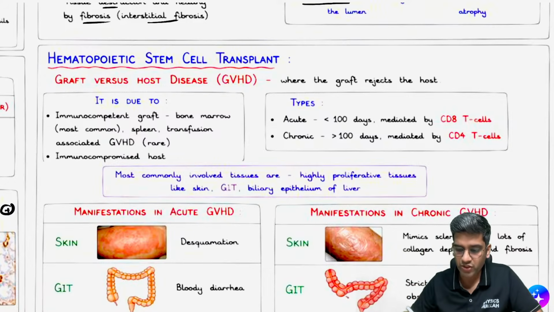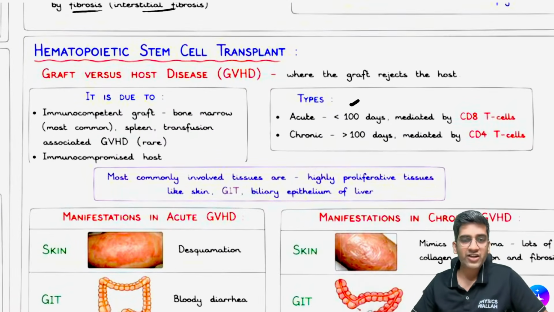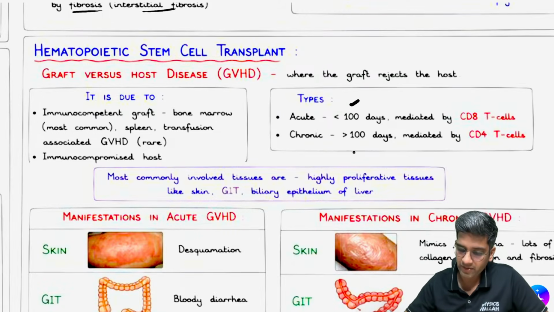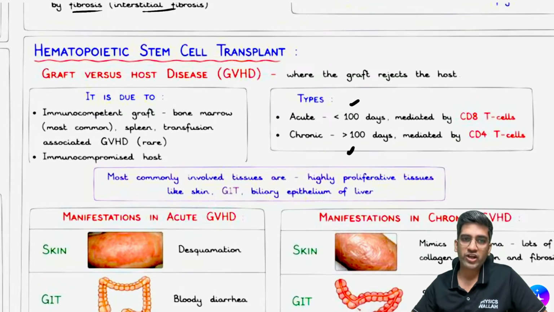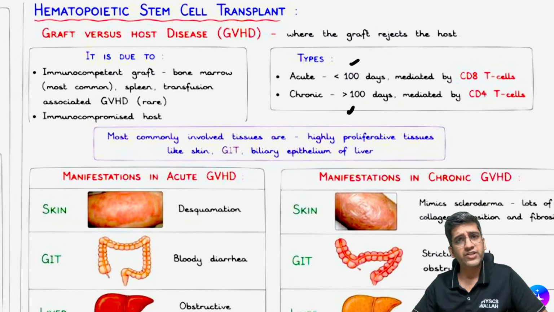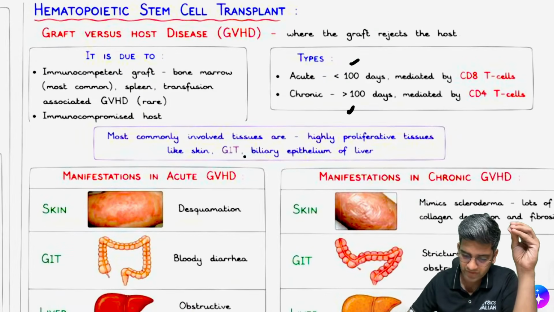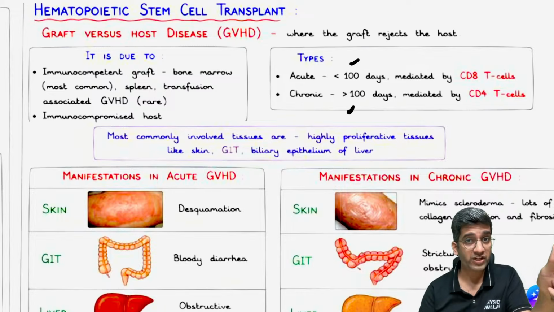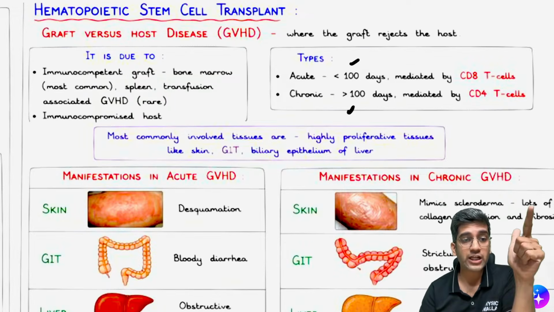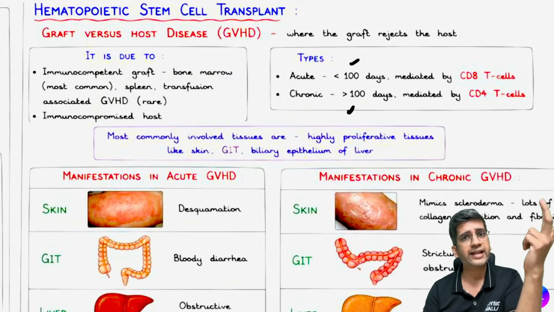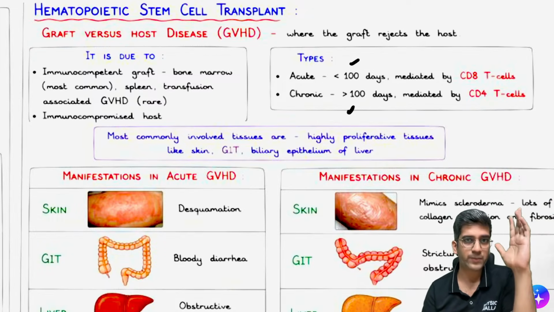We classify GVHD into 2 types. If something is happening in less than 100 days, we call it acute GVHD. If something is happening in more than 100 days, we call it chronic GVHD. It happens in a few important organs. It happens in hematopoietic stem cell transplant. It happens in GI transplant because of Peyer's patches. It can also happen in liver and splenic transplant as well.